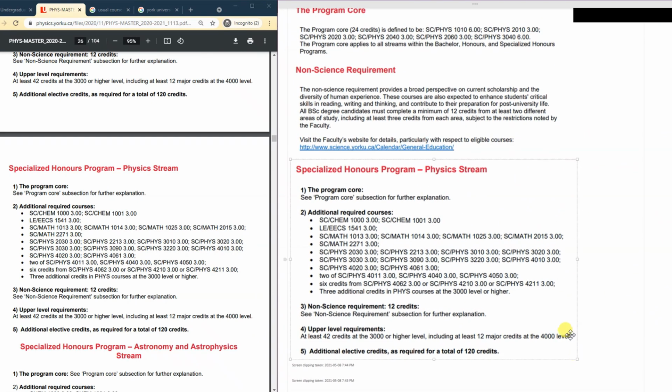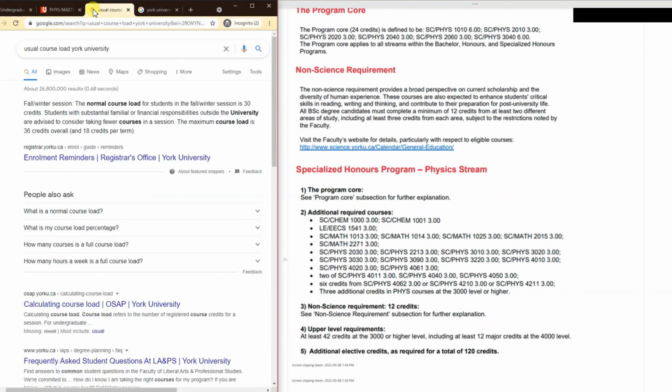And now you might be wondering, well, how many courses am I going to take in my first year of study? We can look at, again, Google, the usual course load, York University. The normal course load for students in the fall-winter session is 30 credits. That kind of makes sense. If we're looking at a 4-year program, to get 120 credits, we need 30 credits per year. But again, we don't need to take 30 in the fall and winter only. We can also rely on the summer schedule to fill up the 30 credits as well.